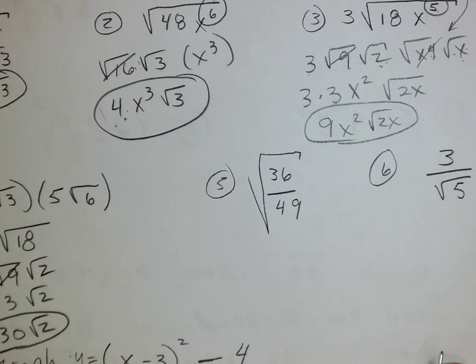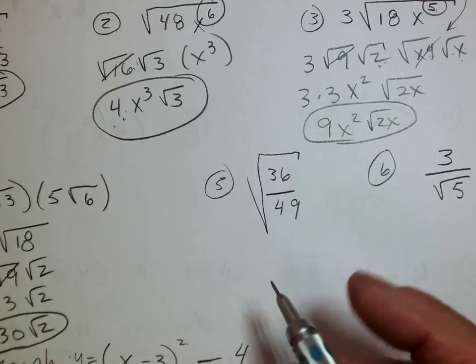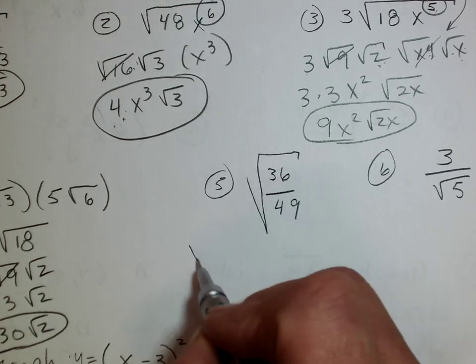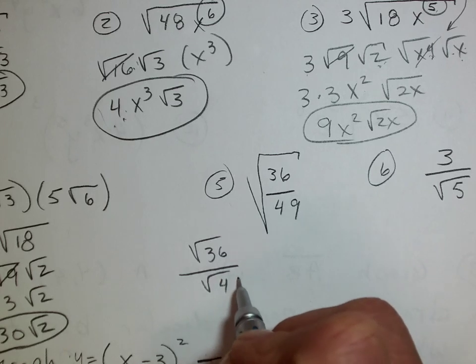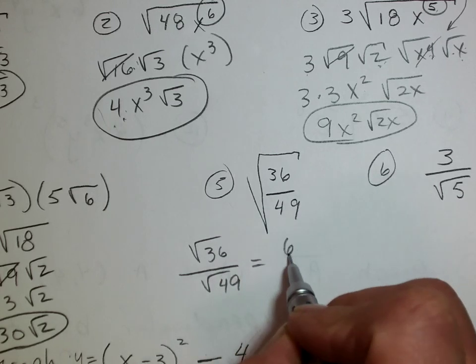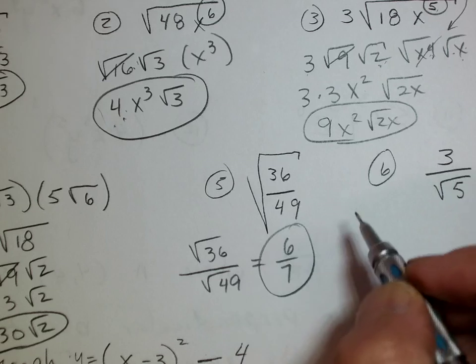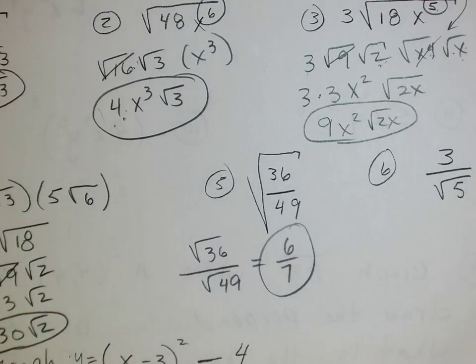Number 5 is actually really easy, but we have to look at it as 2 separate square roots. I got the square root of 36 over the square root of 49, which is just 6 over 7. Yeah, that's it. Actually should be one of the easier ones. Don't let that one confuse you, okay?